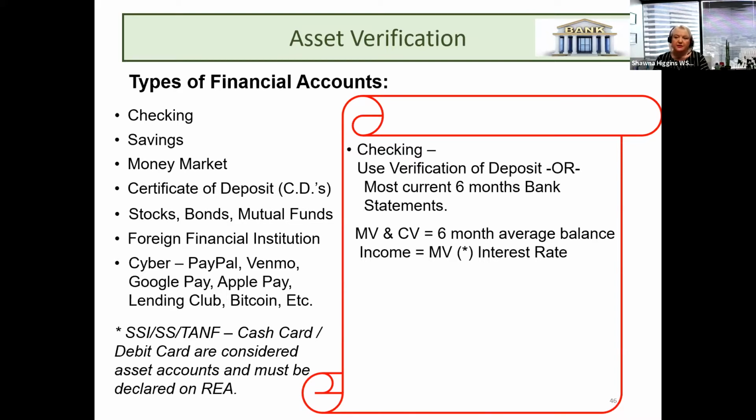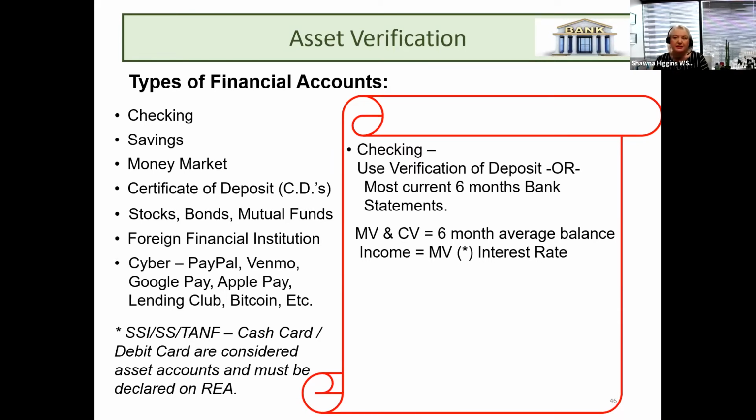So if you send in the verification of deposit, the bank itself will put a 6-month average on there, and that's what you're hoping for. I've heard that some banks are not doing that. So then of course you'd want to go and get the 6-month bank statements. We have varied from that sometimes, because some of the banks are not going for a full 6 months, but definitely double check with your portfolio analyst if you have any questions on that.